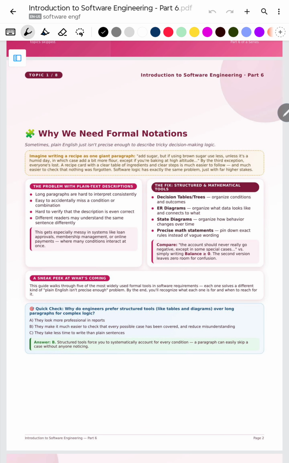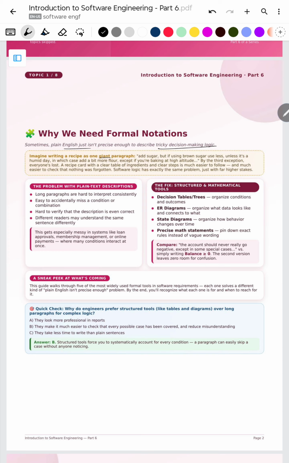So first of all, why do we need formal notations? Thing is, sometimes plain English is just not enough to describe tricky decision making logic. Imagine writing a recipe as one giant paragraph. Add sugar, but if you're using brown sugar, skip it unless it's a humid day, in which case add a bit more flour. Except if you're baking at high altitude.